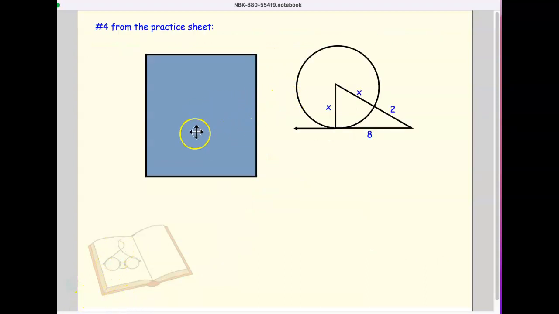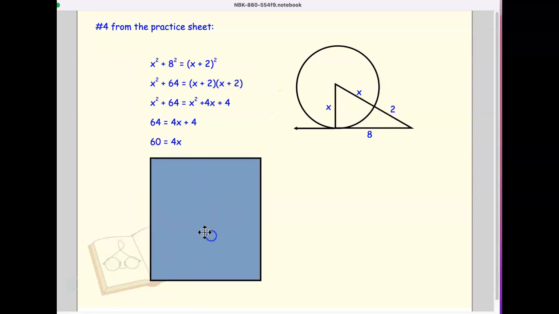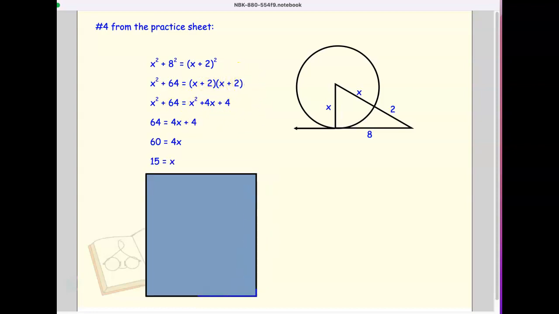Just a heads up, on number 4 on your practice sheet, there is a bit of a challenge problem. When you get to number 4 on your practice sheet, this is how it is set up. You're still going to do the Pythagorean theorem. You're going to do x squared plus 8 squared. But on this side, the hypotenuse is going to be x plus 2, squared. And then you're going to have to FOIL that. So you're going to have to do x plus 2 times x plus 2. So x squared plus 2x plus 2x plus 4.